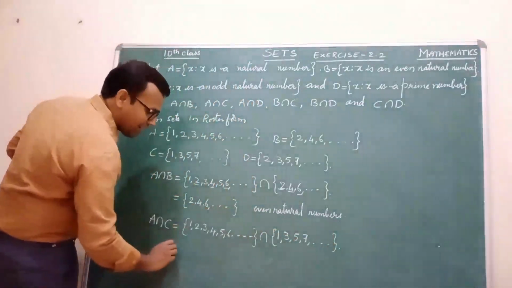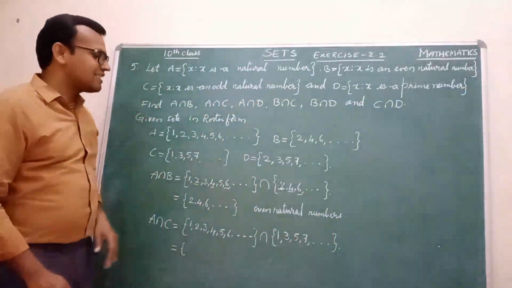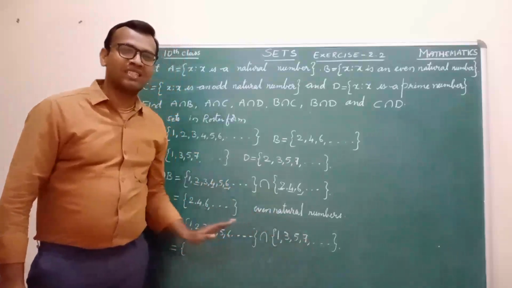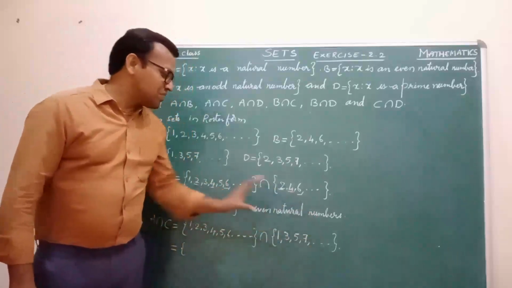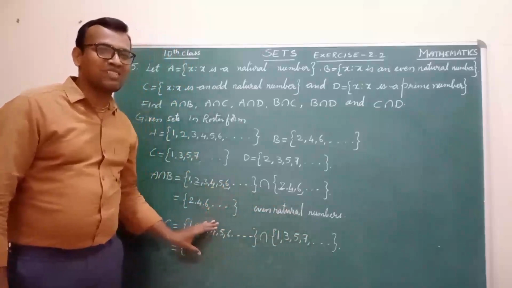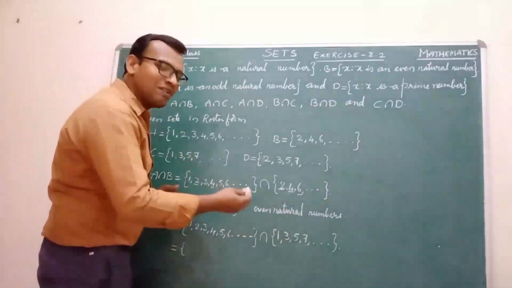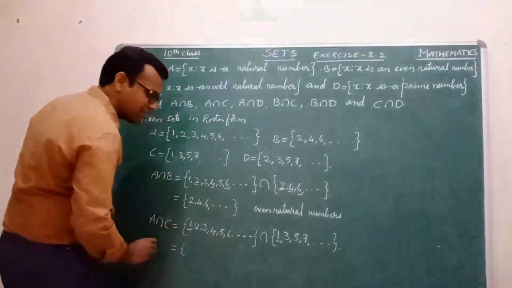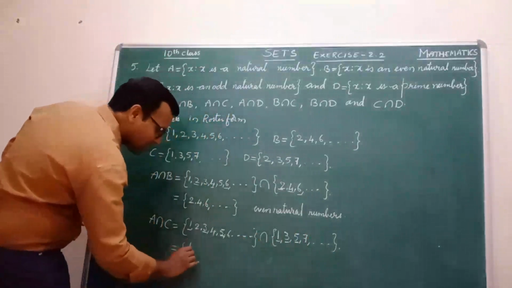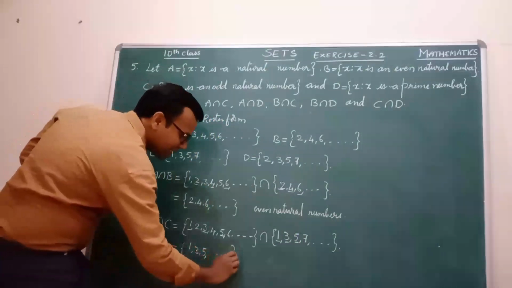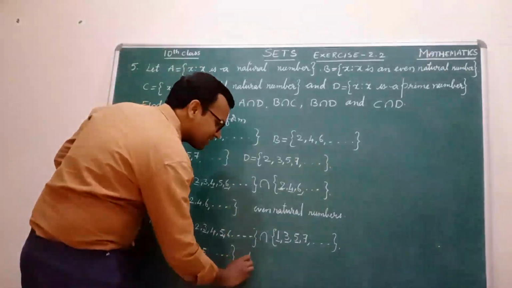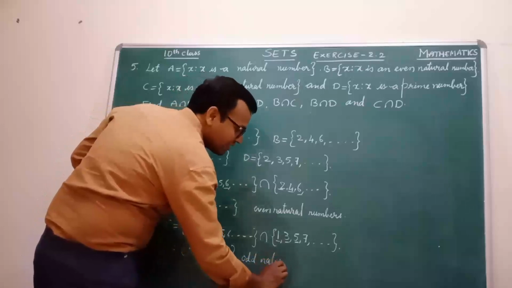Now, what elements are in common for A and C? A is the set of natural numbers and C is the set of odd numbers. Obviously, all these odd numbers are there in natural numbers. So, the odd number set is a subset of natural numbers. That means, what elements are common? 1 is common, 3 is common, 5 is common. So, the set of 1, 3, 5 and so on, are all odd natural numbers.